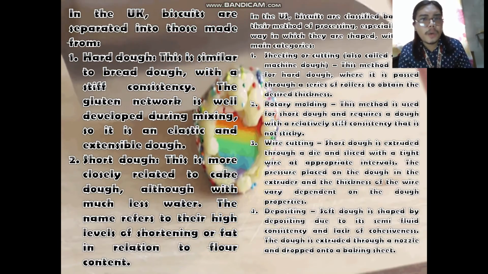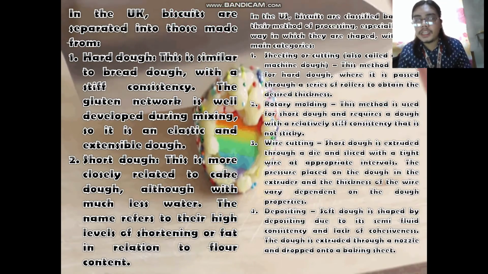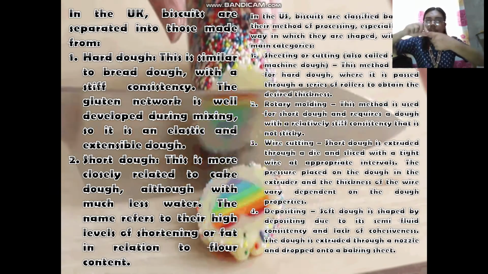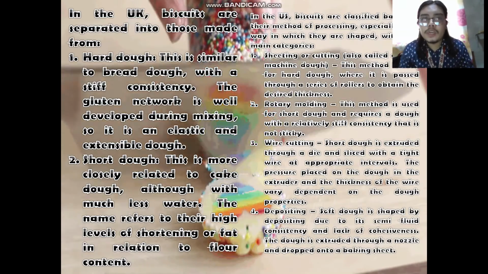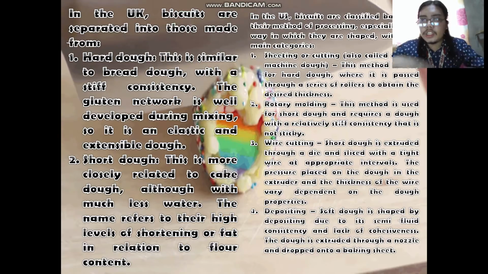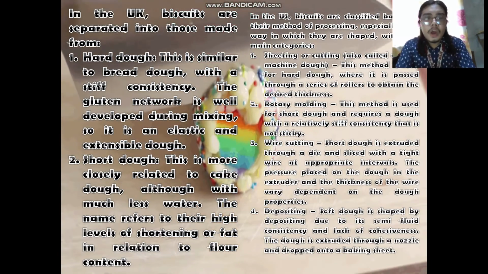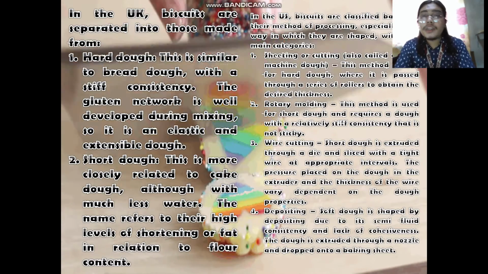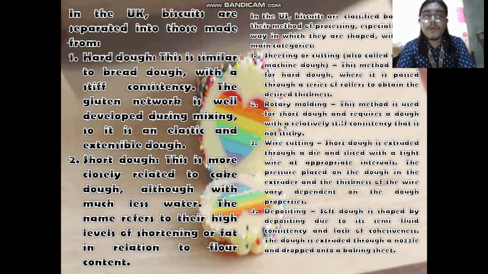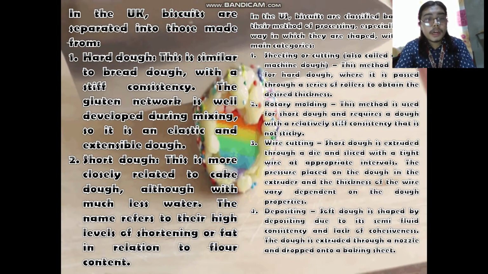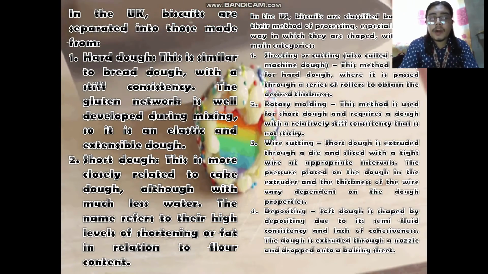Do you know what elastic is? It is some kind of a rubber band. I don't have an example here, but you can imagine what elastic is during the mixing process of making these biscuits. Number two, we have the short dough. This is more closely related to cake dough, although with much less water. The name refers to their high levels of shortening or fat in relation to the flour content.